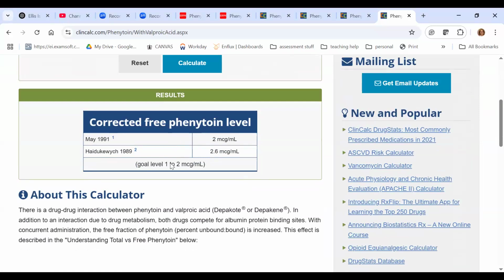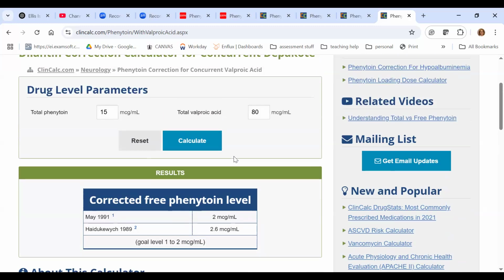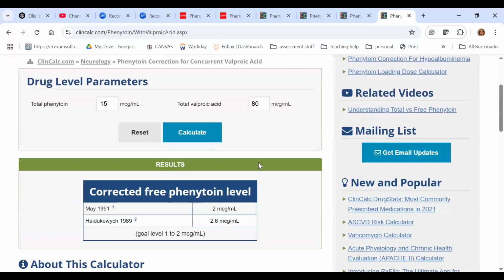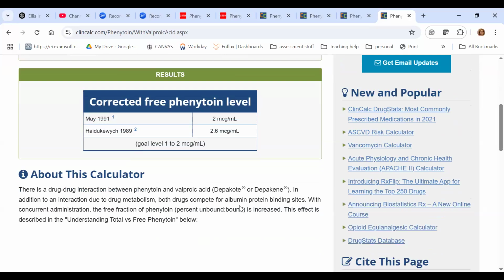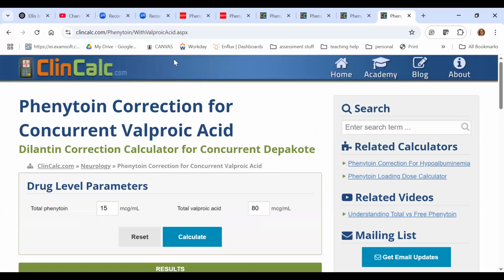And so when we calculate this corrected free phenytoin level, it's somewhere between 20 and 26 for total, or 2 and 2.6 for free. So in any case, it's either the very upper range of normal or way above normal. So in either case, we're probably going to want to decrease our phenytoin dosing regimen, our dose rate, because our corrected level is on the high side or on the toxic side. So pretty terrific.